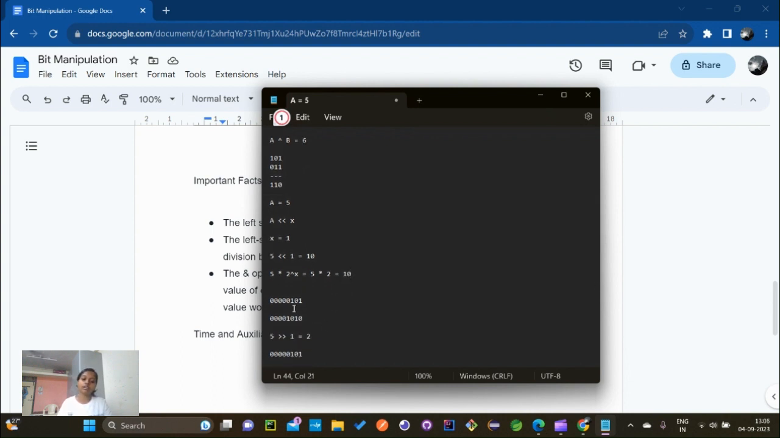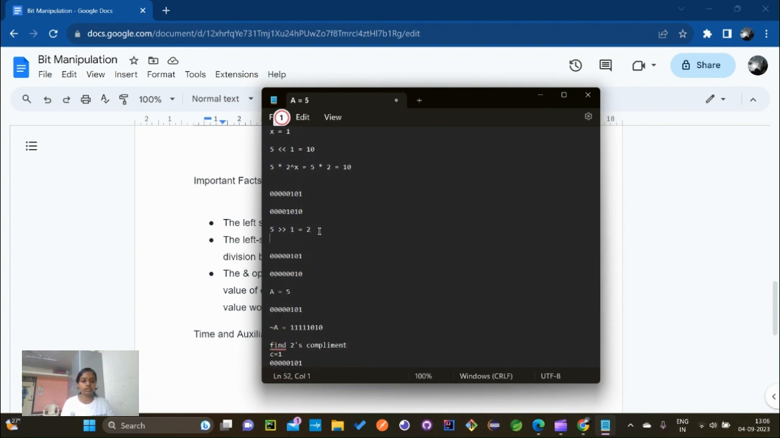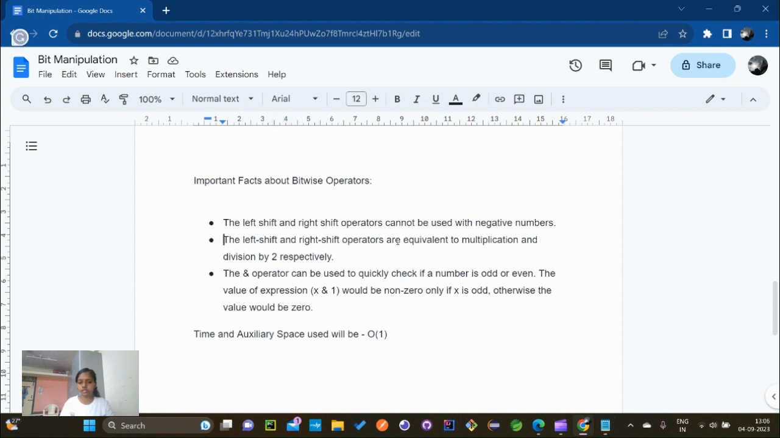If you are doing the right shift, then we have to divide by 2. Here we'll do 5 divided by 2 power x. So x is 1, so 5 divided by 2 is 2. We'll take the integer value, right? So while dividing, it's 2, so we got the same answer. So these are equivalent to multiplication and division by 2 power x respectively, whatever x we are considering.